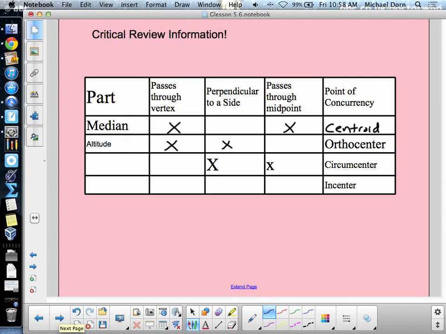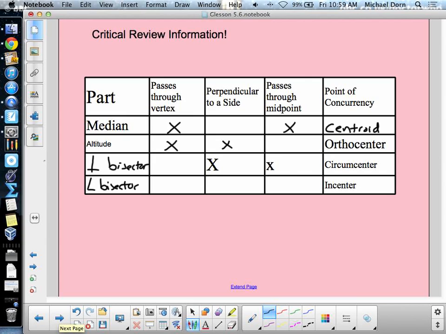Now this one, I gave it a little different. This one is perpendicular to a side and passes through a midpoint. Which one goes to the midpoint and is perpendicular to a side? I've got two left. Just to give you a hint, they are angle bisector and perpendicular bisector. Obviously, if it's perpendicular to a side, is it going to be angle bisector? Let's think about this before we open our mouths. Perpendicular bisector. That means this one must be angle bisector.